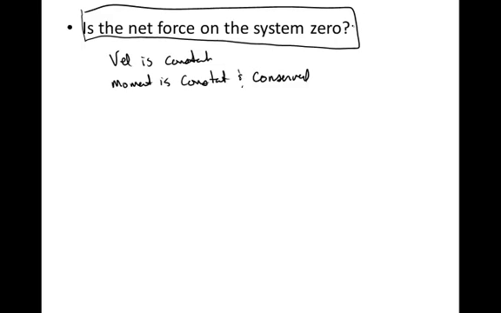A lot of times you have to go off of the description of the problem. For instance, if it talks about an object that's moving at a constant velocity, or moving in a straight line at a constant speed, or not moving at all, those are direct indications of the fact that the net force on the system is zero. So look for that piece of information when you get started.